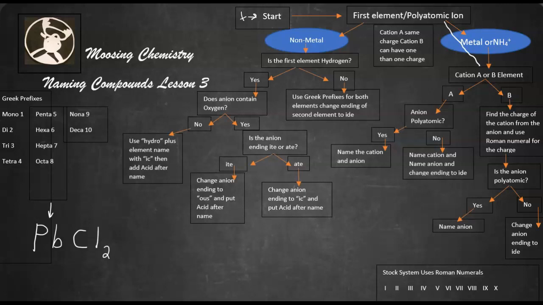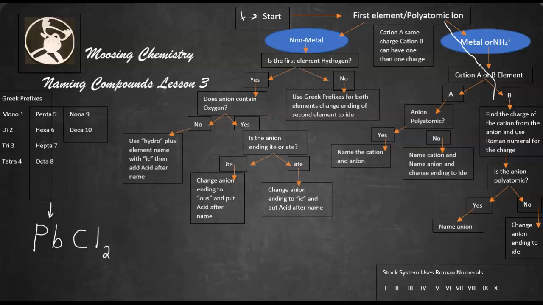Well, let's look at this. Cation A has the same charge. Cation B can have more than one charge. Pb can't have more than one charge. So it is definitely a cation B. So find the charge of the cation from the anion using Roman numeral for the charge.